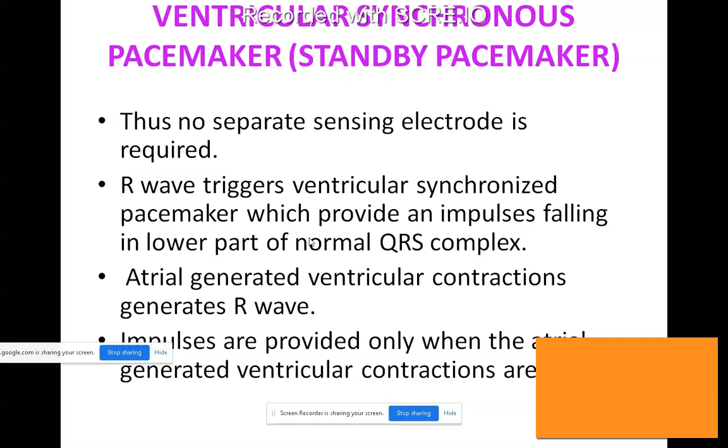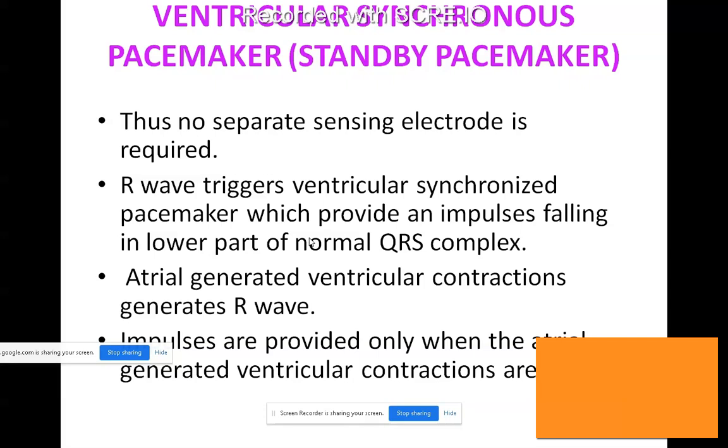Here the R wave triggers the ventricular synchronized pacemaker, which provides an impulse falling in the lower part of the normal QRS complex. That means the R wave will trigger. Trigger means it will activate, initiate your pulse, which will fall in your QRS waveform.